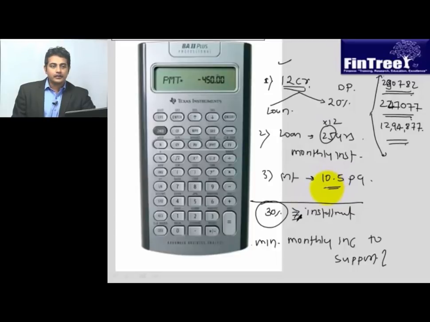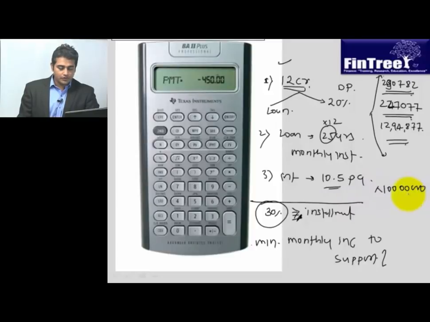10.5 divided by 12 is your IY. That is the interest rate per month. And then compute payment. And then whatever amount that you've received here, multiply that with 100 lakhs, because we're using this in CR, so that you would get the exact amount of monthly installment.